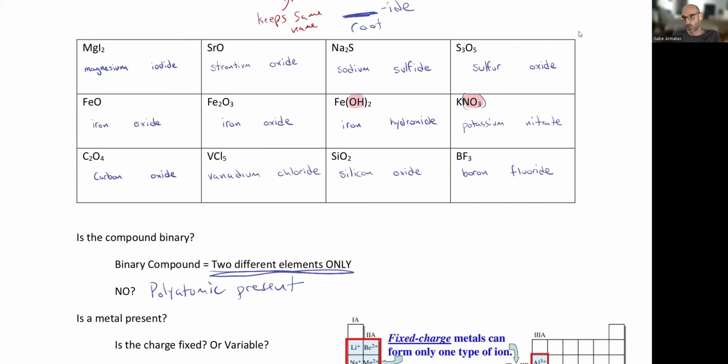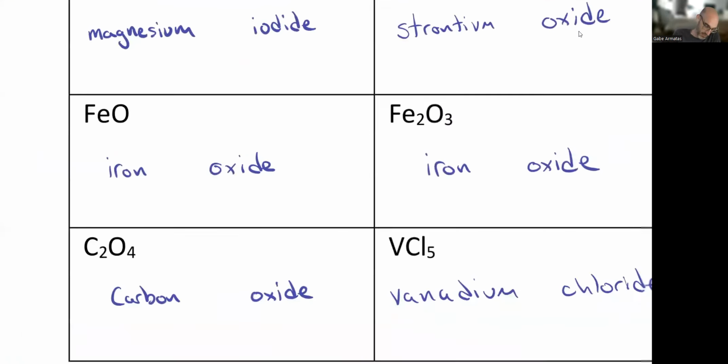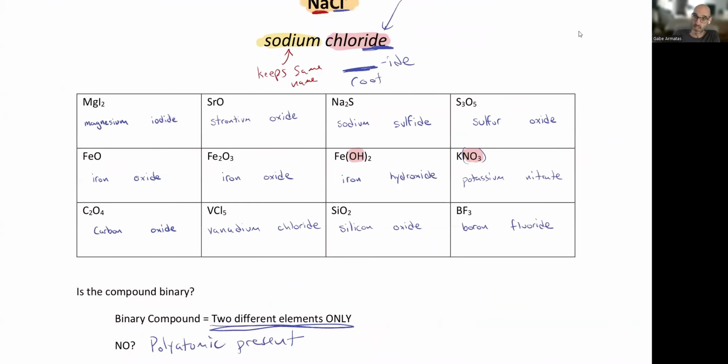Every single one of these, first one keeps its name, second one gets an IDE ending. In between, there are a couple of cases that we have to add a little bit more. So like I said, iron oxide, these are both iron oxide, but they can't be. We have to have a way of differentiating FeO from Fe2O3 because they are different compounds. They have different ratios of iron to oxygen. So we have to have a way to differentiate these things.